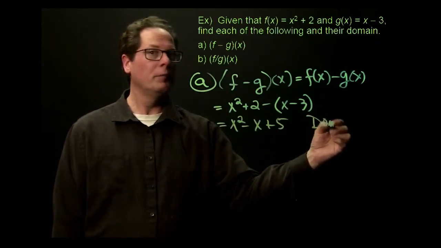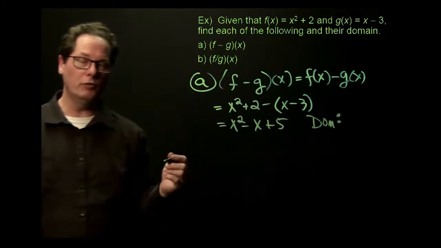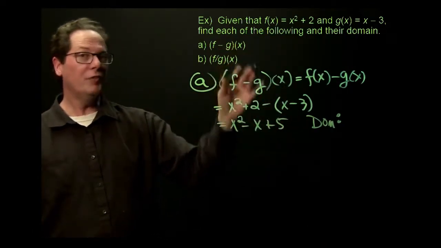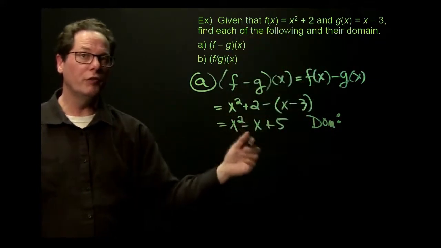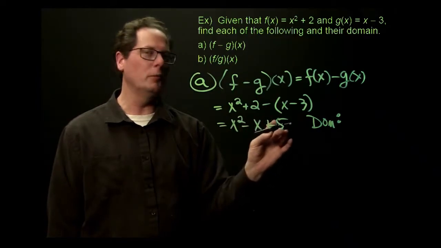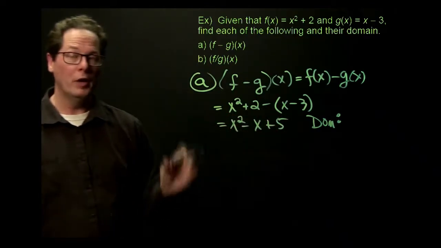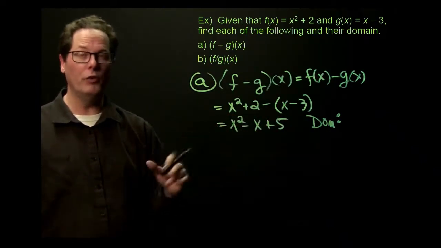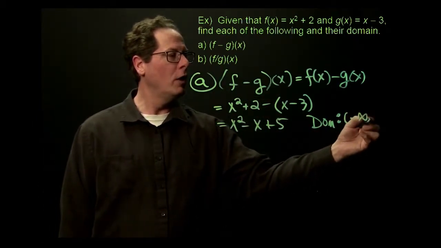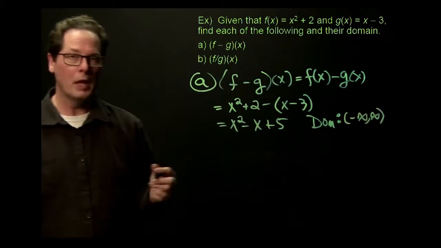Now we want to talk about the domain of this function. This is a quadratic, and it works for all real numbers. It doesn't matter what you put in there; you can square, you can subtract x and add 5. So we would say the domain is all real numbers, any number, so negative infinity to infinity.